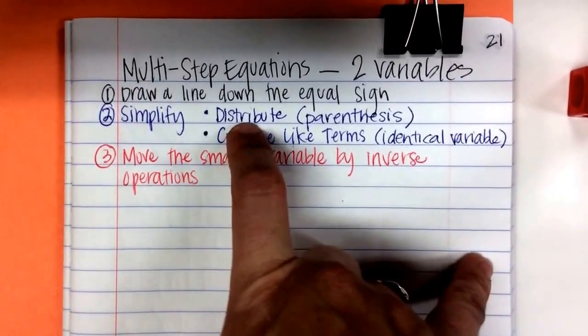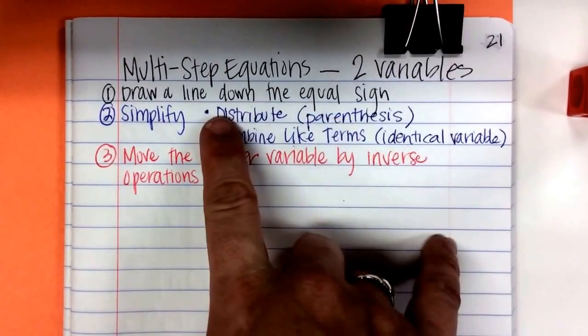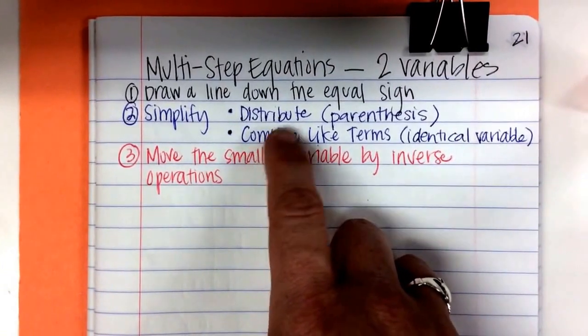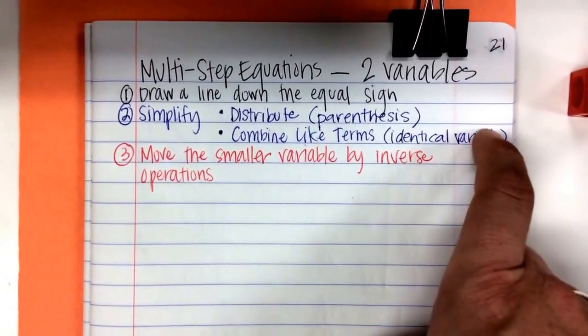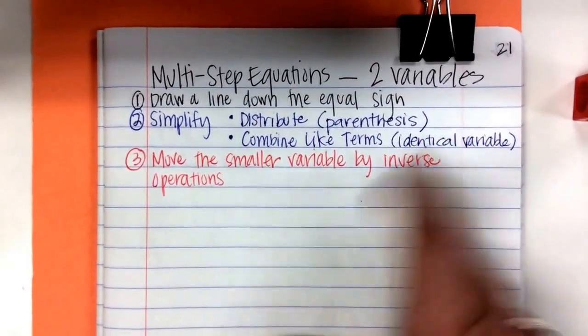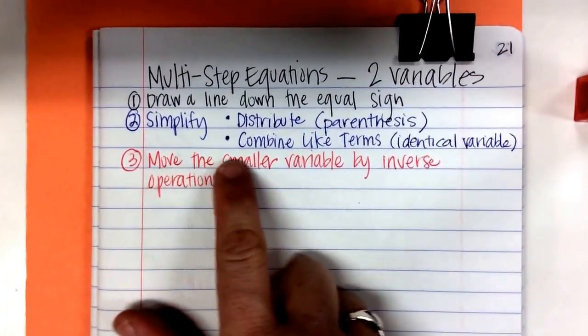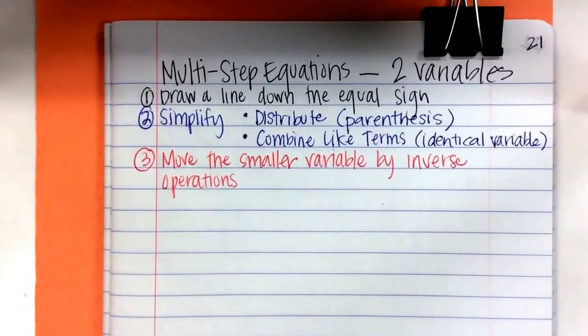It means we distribute if there are parentheses. If there are no parentheses, we can skip that. And we can just combine like terms, meaning they have identical variables. Or sometimes you have to do both. You have to distribute and then combine like terms. The new part today is to move the smaller variable by inverse operations.